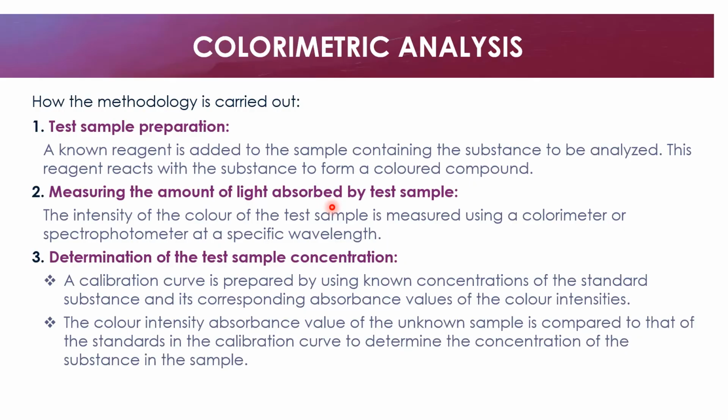And the next step, which is the final step, has to do with the determination of the test sample concentration. To do this, a calibration curve is prepared by using the known concentrations of the standard substance and their corresponding absorbance values of the color intensities. Once the calibration curve is plotted, the absorbance value of the unknown sample is compared to that of the standards in the calibration curve to determine the concentration of the substance in the sample.